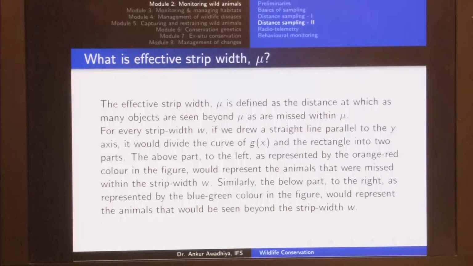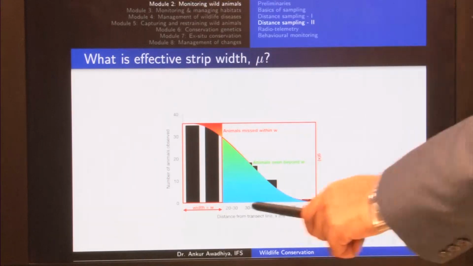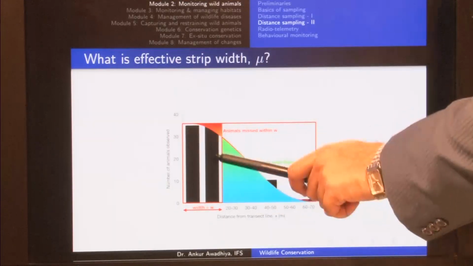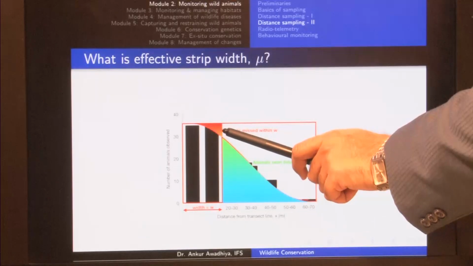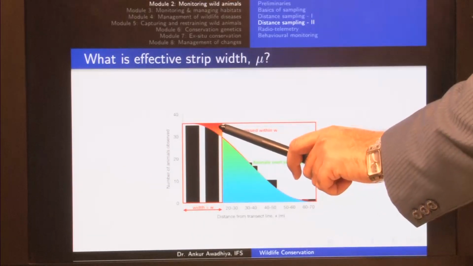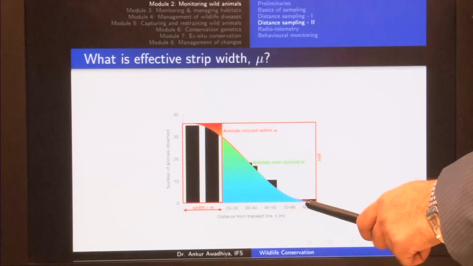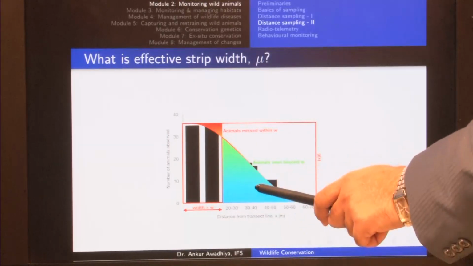The effective strip width mu is defined as the distance at which as many objects seen beyond mu are missed within mu. What we mean here is that in the case of our curve of g of x, we can always draw a line at this distance w. Anything that is below our curve of g of x is what we have detected. This portion, which lies between the value of g0, which is 1, and g of x, is the number of animals that we have missed out within distance w. On the other hand, the number of animals that are seen beyond this width w is given by the area below the curve g of x, which is the blue shade here.